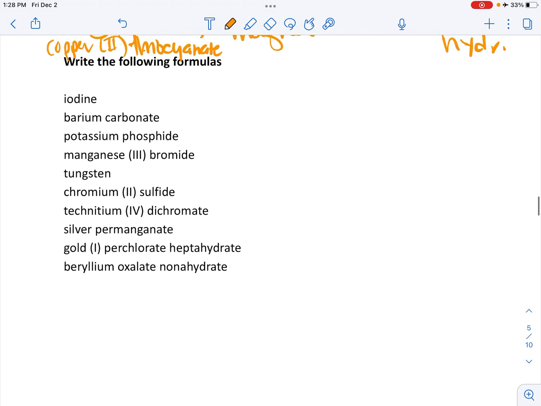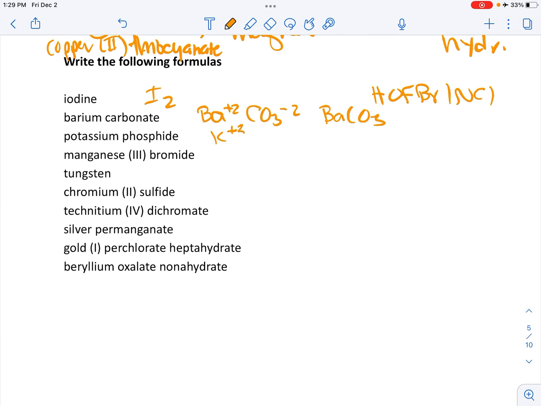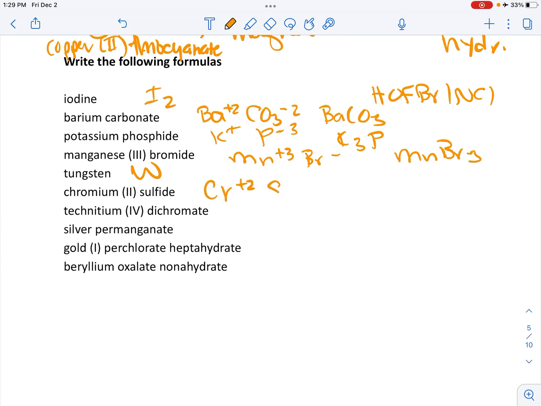Write the following formulas. Okay, so you got to remember your diatomics. Iodine is I2, HOFBrINCl. Barium is a +2, carbonate is -2, so it's BaCO3. Potassium is +1, phosphide -3, K3P. Manganese +3, bromide -1, MnBr3. Tungsten is not diatomic, so it's W. Chromium is a +2, sulfide -2, so CrS.